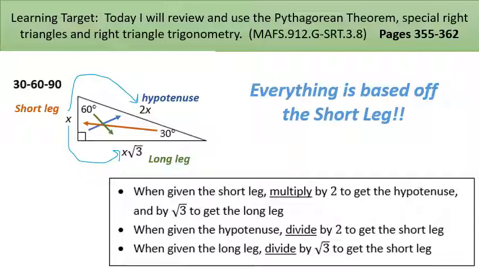Well, the long leg has to be 7 square root 3, and the hypotenuse has to be 2 times 7, or 14. If I tell you x is 25, you know the long leg is 25 square root 3, and the hypotenuse is 2 times 25, or 50. The key is if you know the small leg and you're trying to find one of the other two sides, so going from small leg to hypotenuse or small leg to long leg, you're going to have to multiply.